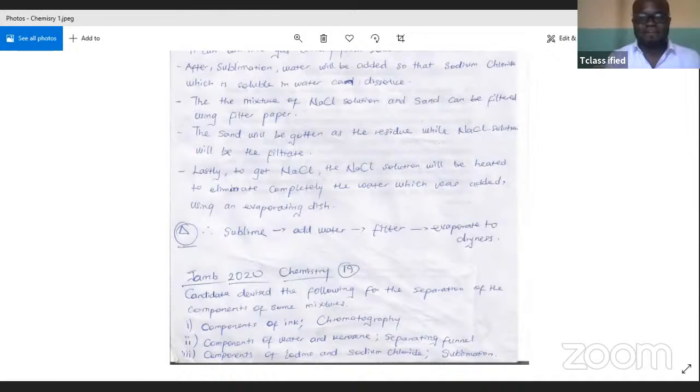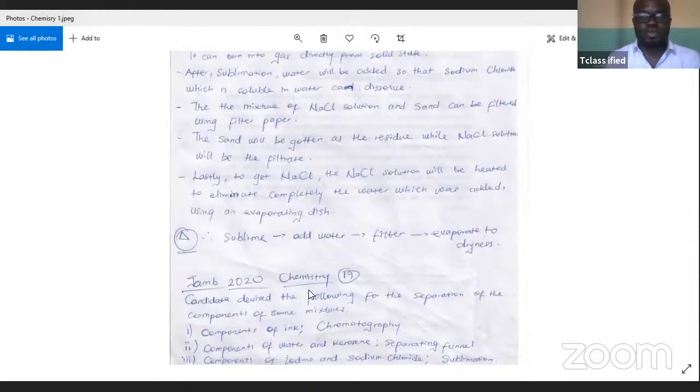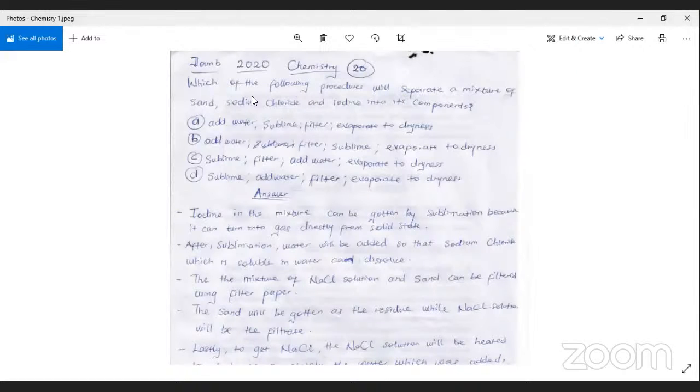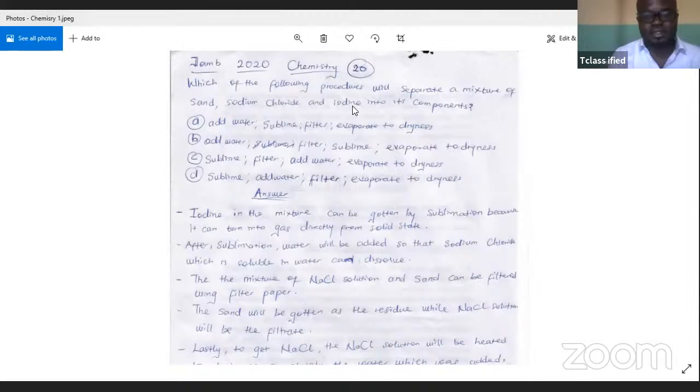Because there is sand, and we wanted to separate the sand from the sodium chloride. This is the question where we had to add water. This is the one where the answer was C. So we have a mixture of sand. Can you see this sand here, Chika? Yes. Good. Then you have sodium chloride, you have iodine. So first thing, if you want to separate this, you sublime in order to take out this iodine. That's the first thing. So that's why you have to sublime first.